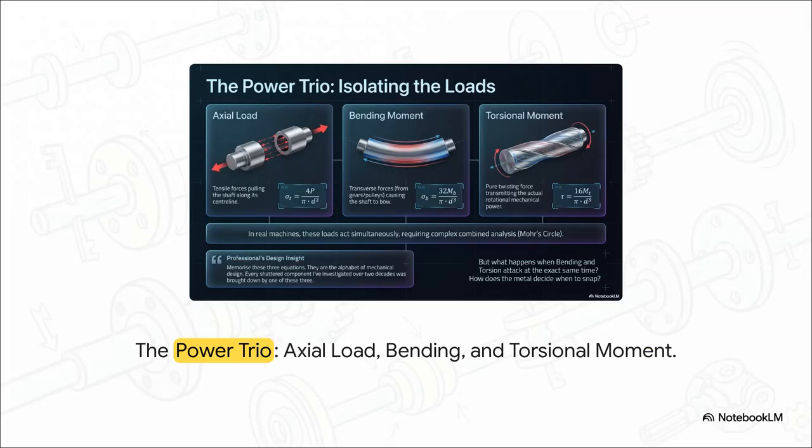And this brilliantly illustrates what we call the power trio. Basically, there are exactly 3 ways a force can attack our shaft. First, axial load. Those are tensile forces physically pulling the shaft right along its center line. Second, the bending moment. Transverse forces from heavy gears or pulleys that cause the shaft to physically bow in the middle. And third, the torsional moment, that pure twisting force that actually transmits rotational mechanical power from one end to the other. Honestly, every shattered shaft you will ever see was brought down by one of these 3 forces.